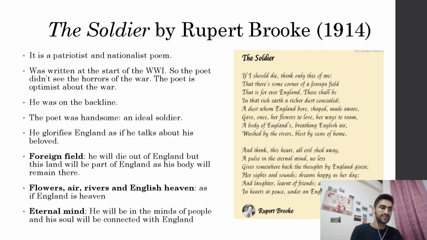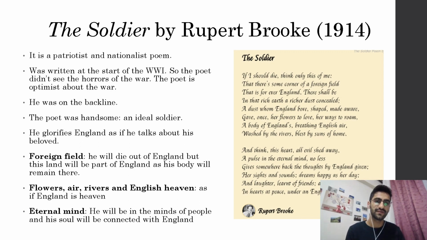Now the next important part is flowers, air, rivers, and English heaven. At the end of the poem, in the second stanza, at the last line, he says English heaven. And then he talks about rivers and beautiful fresh air in the first stanza, and flowers. So he describes England as if England is a heaven on earth.